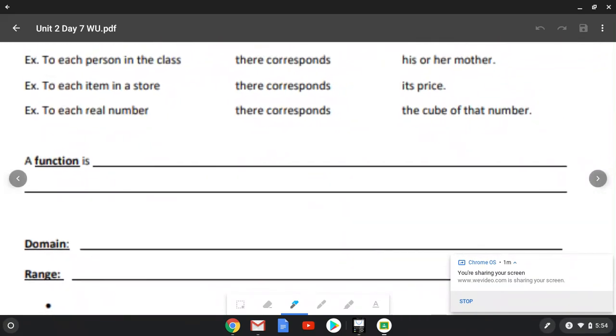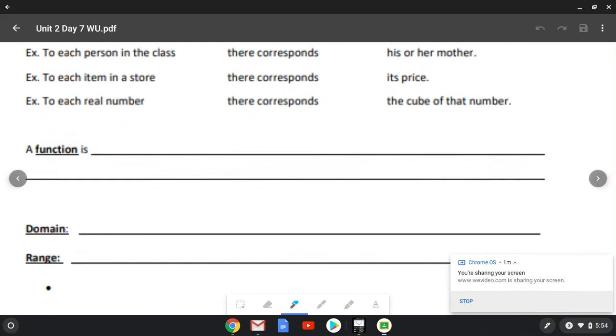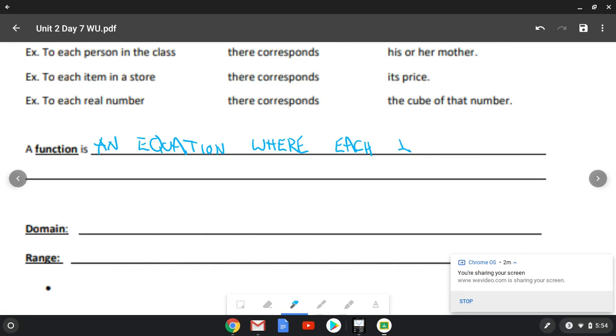So that's the first thing that I want to write down here, is that this function is an equation where each input, and typically it's like an x value. So the inputs would be our x values, because that's what you plug in to like graphs. You'd have an x value and you plug it in, you get a y value. And each input x value has only one output.